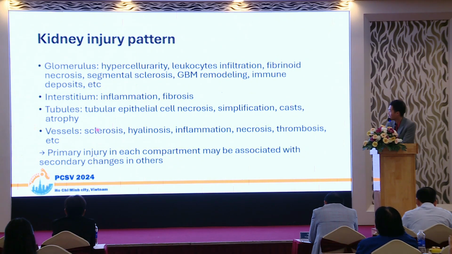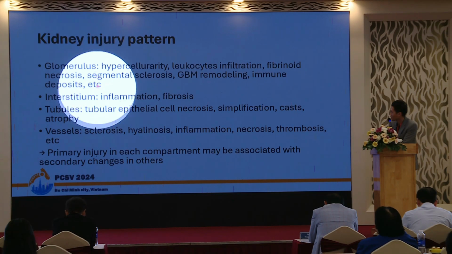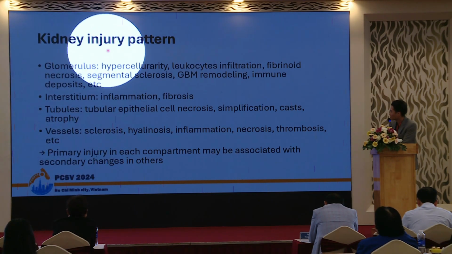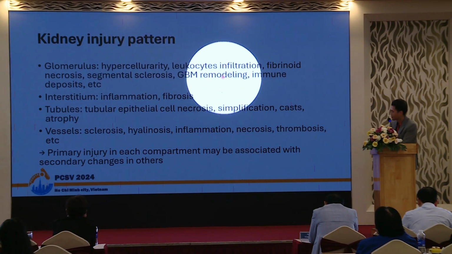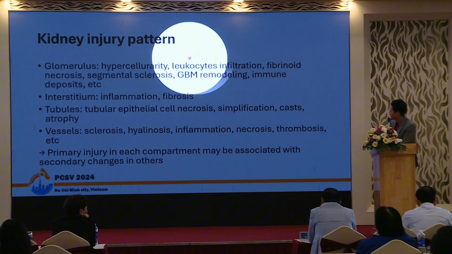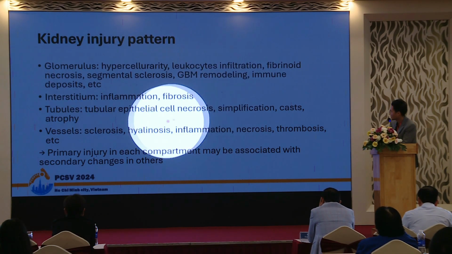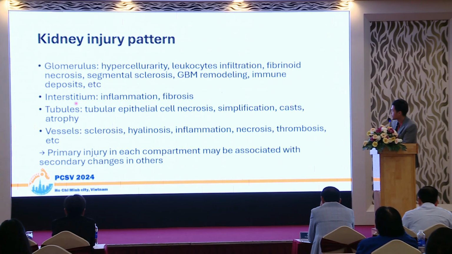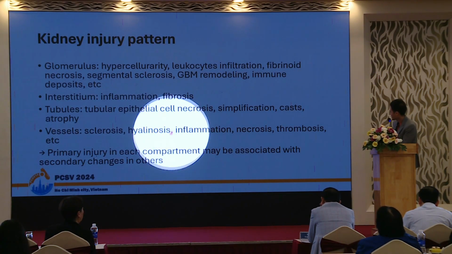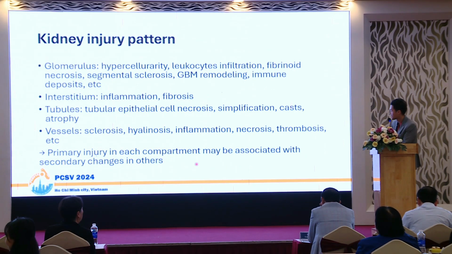So we can identify the patterns of kidney injury in the glomeruli, interstitium, tubules, and vessels. Glomeruli can show cell proliferation with or without leukocyte infiltration, or necrosis, sclerosis, GBM remodeling, immune deposit. The interstitium can show inflammation or fibrosis; tubules, necrosis, cast, or atrophy; vessels, sclerosis, hyalinosis, necrosis, or thrombus, or others.